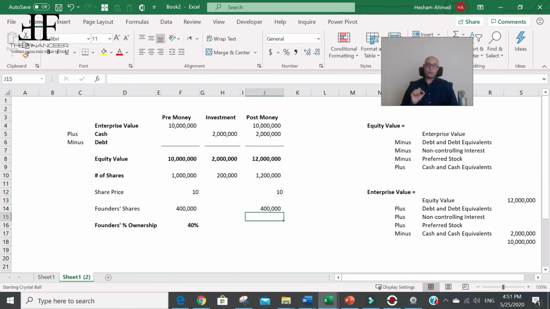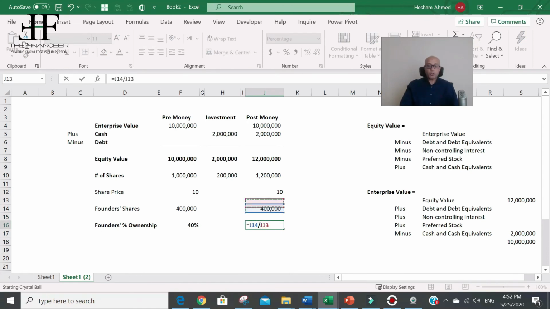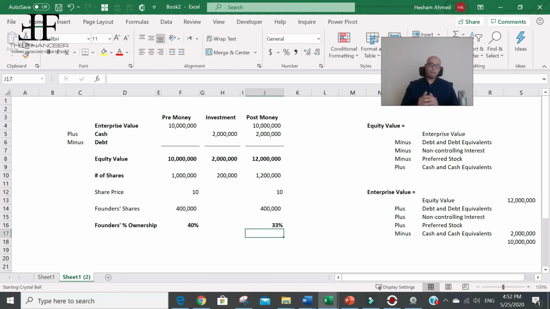But the big question here is, how about the founder's ownership percentage after the new round of investment? Do you think it will change? The answer is yes, it will change. Why? Because you asked a new investor to enter the business, and you gave him additional shares. So your ownership percentage starts to decline. How much is your percentage of ownership after this round? Simply, you divide the 400,000 shares that you have by the total shares outstanding after the investment, which is 1,200,000. So it will be 33% after the investment.